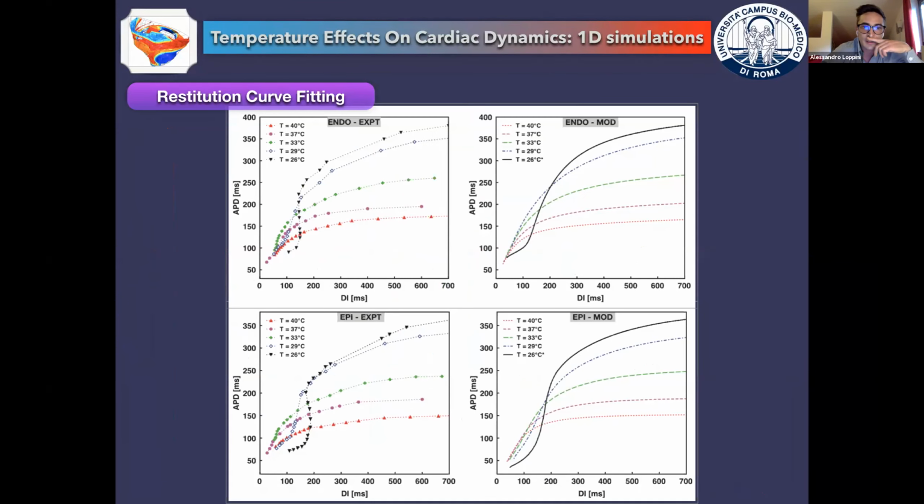So in this case, we computed these restitution curves over all the temperatures analyzed. As you can see, at higher temperatures, the action potential duration significantly decreases. But what is also interesting from these restitution curves is that if you analyze the point where the slope equals 1 of this curve, which is usually linked to the transition point between normal rhythm and alternans, this critical point is shifted to higher cycle lengths at lower temperature, indicating a higher risk of alternans and fibrillation in hypothermal condition. And this behavior is recovered both for endocardium and epicardium and is consistent with experimental data.